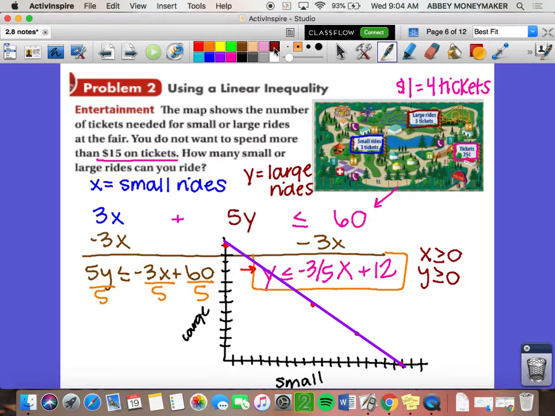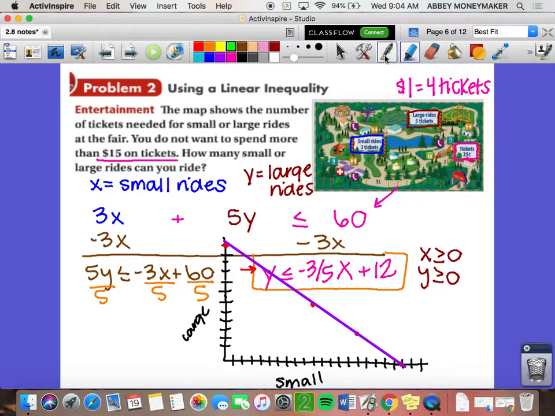All right, so we have our equation. Again, we don't have to have the arrows at the end here because, as we mentioned, we don't have it going into the negatives at all. So then from here, all I have to do is shade. Which area would I need to shade in?